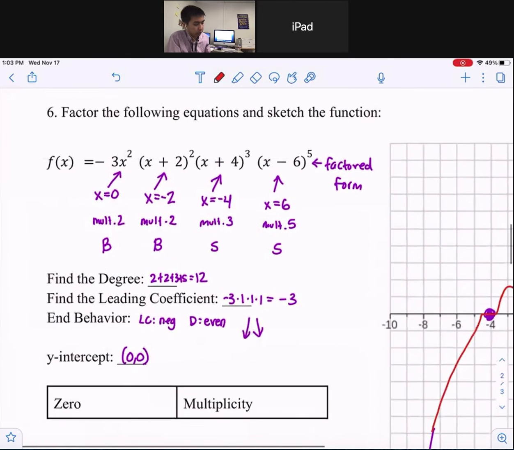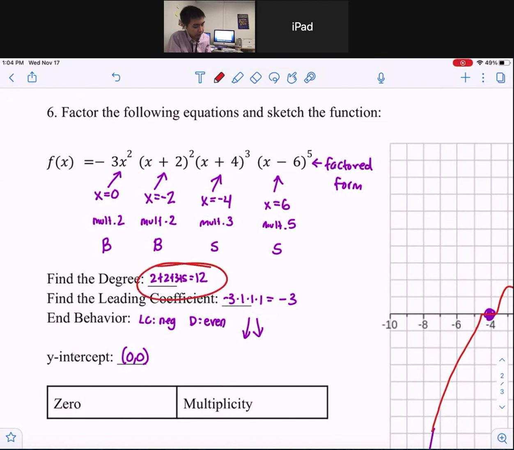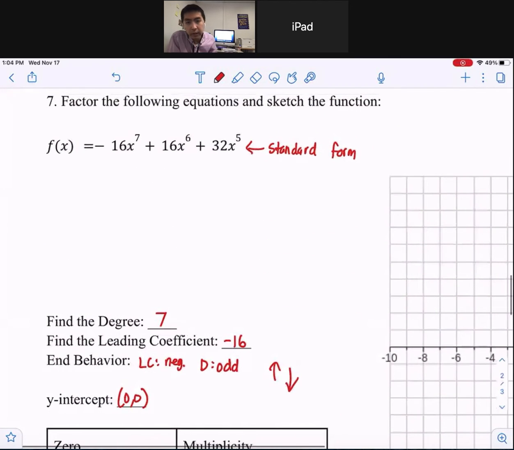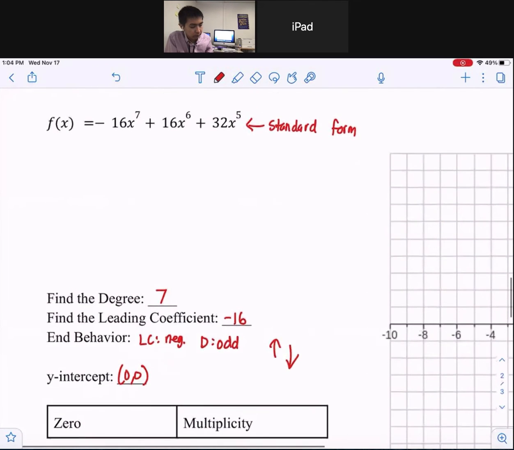But if it's in factored form, you have to add up all the degrees to get the degree, and look at the coefficients of each one and multiply all those leading coefficients to each other. Now we have this. You cannot find your zeros and multiplicities unless you factor that. You need to factor that. So you can factor out a -16 from each, meaning you can divide each by -16, and you can take 5 x's out from all of them.